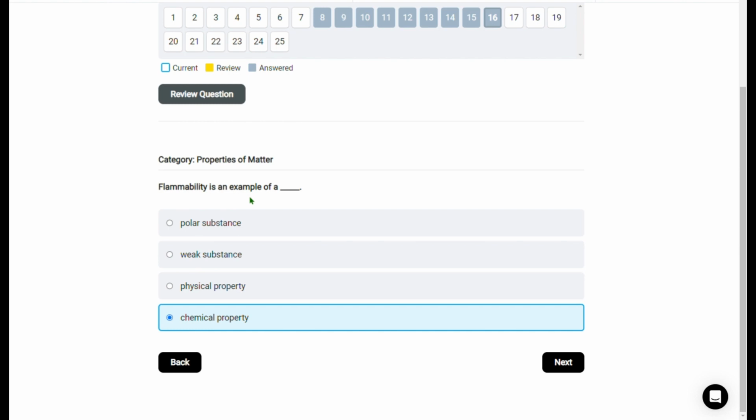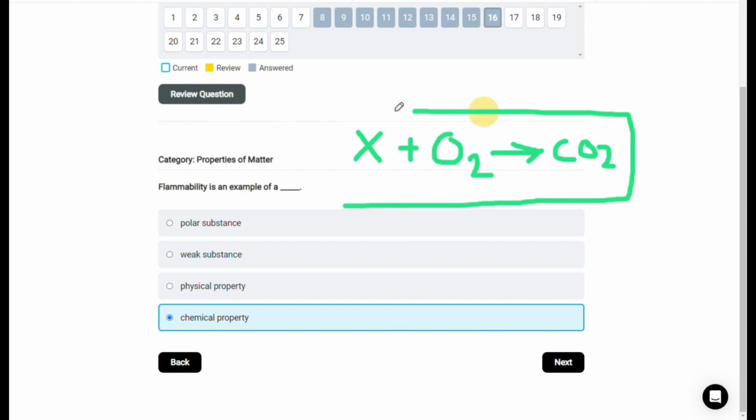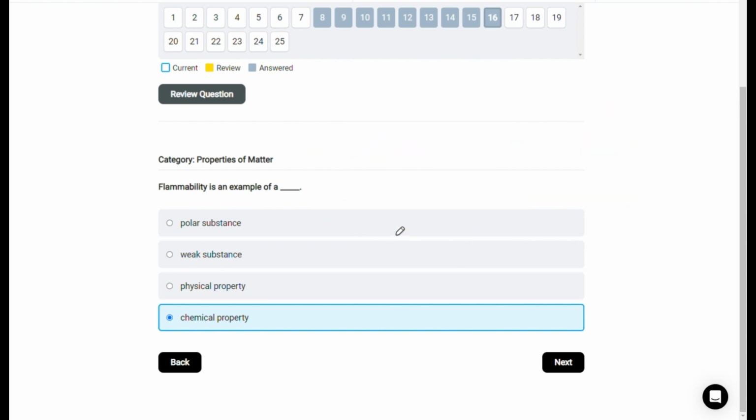Chemical properties really are the interactions of chemicals with each other. In chemistry, there is a famous type of reaction, really popular, called a combustion reaction, and that is when one species, we can call it X, interacts with oxygen to form carbon dioxide. This is what we would basically call being on fire, and that is the flammability of a compound. Although it may not seem like it, flammability is a chemical reaction, so it would be a chemical property.